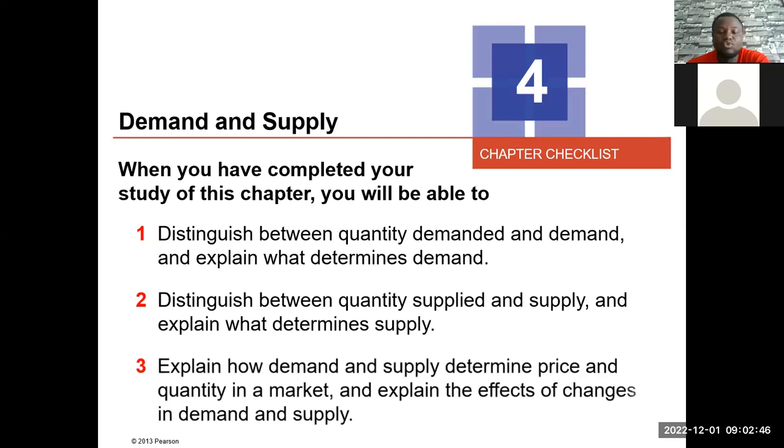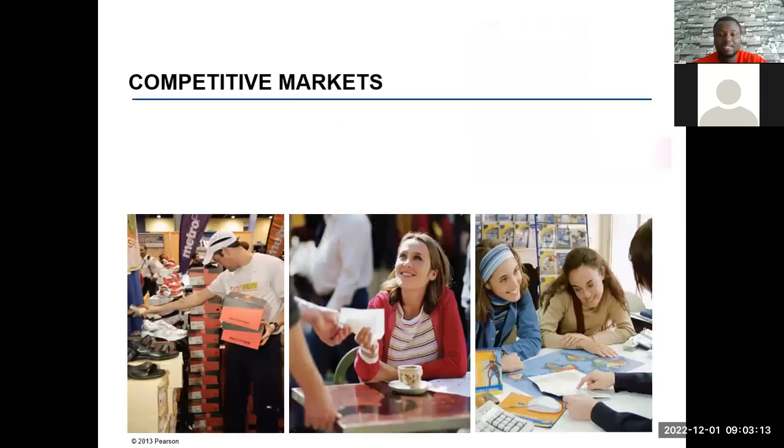Then we combine the two. Okay, so when we combine supply and demand, they determine the equilibrium price and the quantity in the market for whatever commodity in question. Then lastly, we will explain the effects of changes in demand and changes in supply, and how these changes actually affect equilibrium price and equilibrium quantity. So first, we'll start with demand.